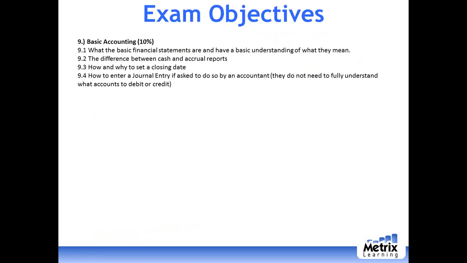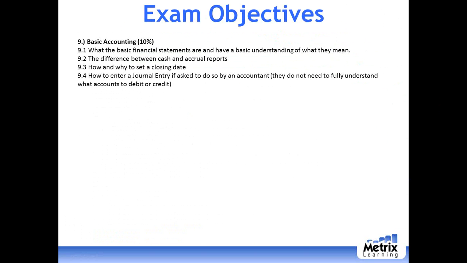Topic number 9 is basic accounting. So you can see this is 10% of the questions, or about 5 questions total that are asked. So the basic financial statements, what they are, and having a basic understanding of what they mean. Also, the difference between cash and accrual reports. So again, accrual-based accounting recognizes expenses and income in the period that they have occurred, regardless if payment has actually occurred. But cash basis does not recognize this until items have actually been paid. So just remember that difference for the exam.